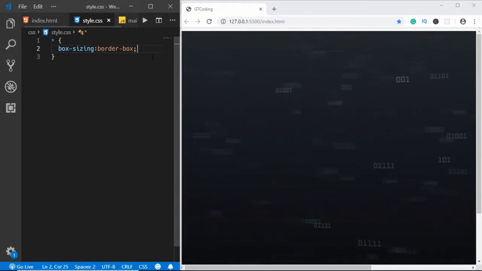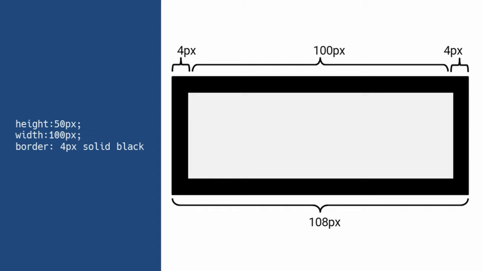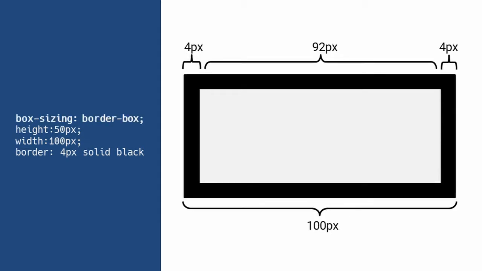Now let me explain to you what will happen if the box sizing is not set to border box. So if you have a division with a width of say 100 pixels and then you have a border of 4 pixels, then the total width of that division will be 100 pixels plus 4 pixels of border on the left side and 4 pixels of border on the right side. So the total width would be 108 pixels. But if you add box sizing to border box and if you add border or padding to your division, then the width of the division will not change. So in our case, the width of the division including the border will be 100 pixels.